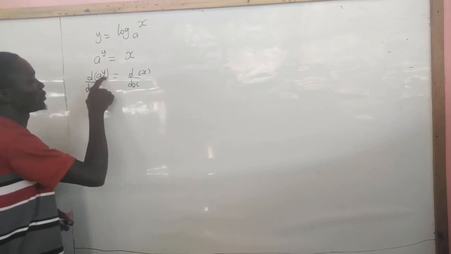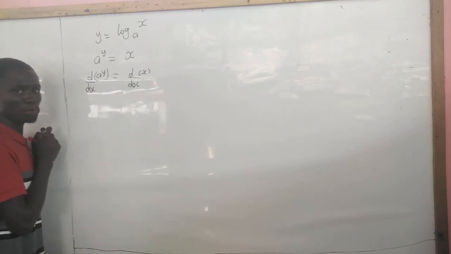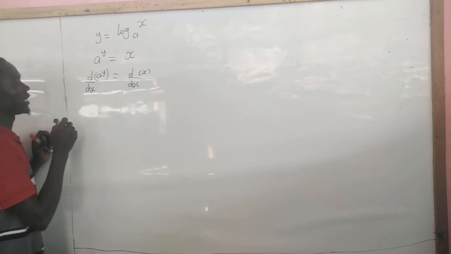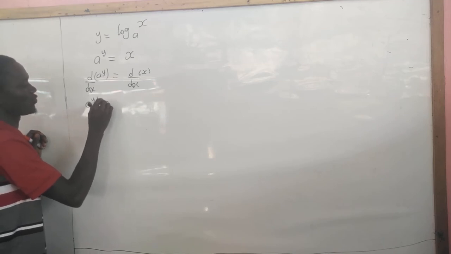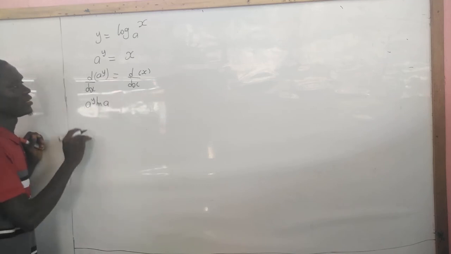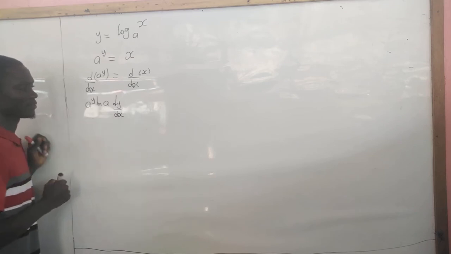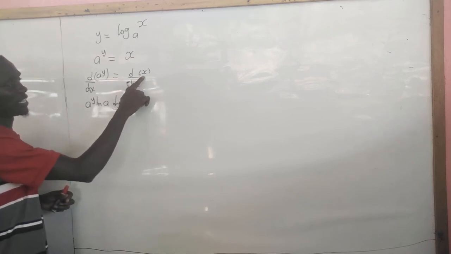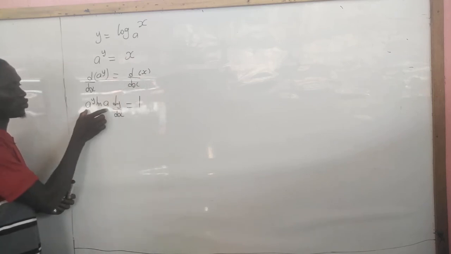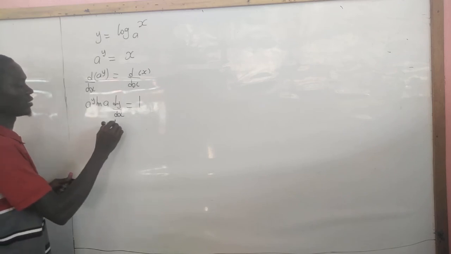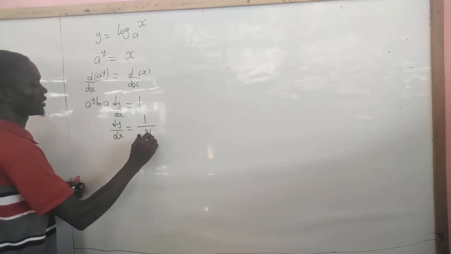So here, if I have a exponent y, I'm going to differentiate implicitly. I'll first differentiate a exponent y with respect to y. Very simple as that. And that will give me a exponent y natural log of a. And since we are differentiating it implicitly with respect to x, you bring dy on dx. This is equal to, if we differentiate x with respect to x, we get 1. So here we divide through by a exponent y ln a. So the derivative of y with respect to x will be equal to 1 divided by a to the power y times the natural log of a.